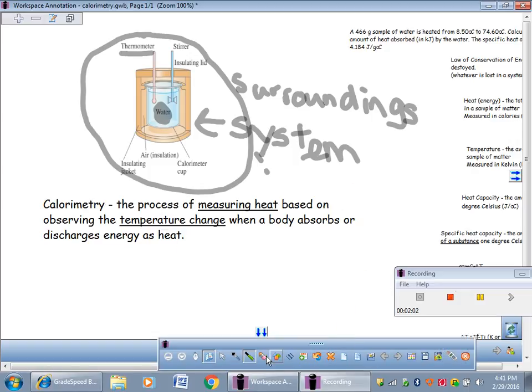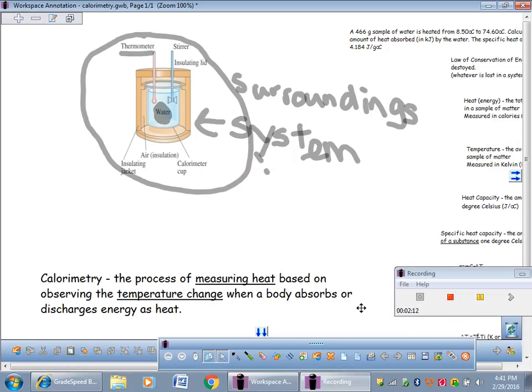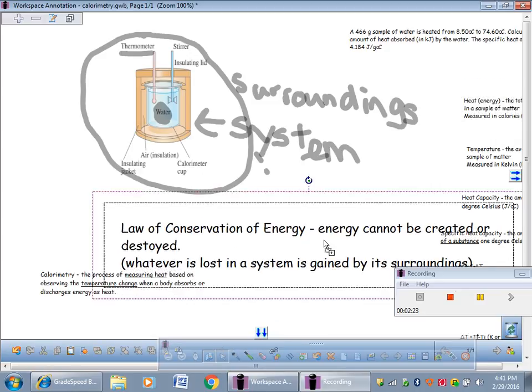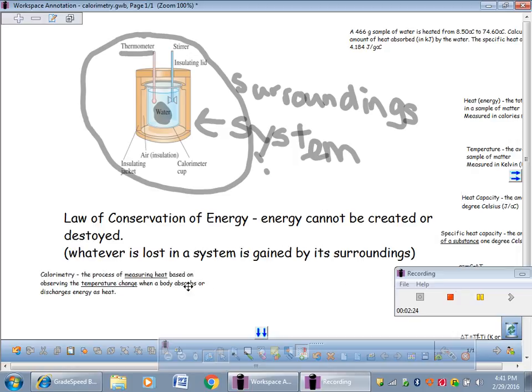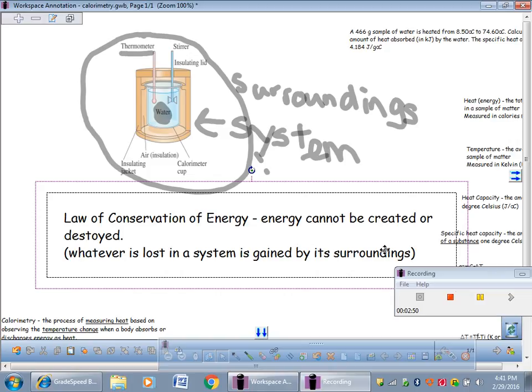So let's take a look at some more important terms. One of those terms, I'm going to take the definition of calorimetry, put that away. So we're going to take a look at the law of conservation of energy. Energy cannot be created or destroyed. Whatever is lost to the system must therefore be gained by the surroundings. So if the system is giving off heat, it is not disappearing, it is going to the surroundings. Or if the system is absorbing heat, it is not just making it on its own, it must be absorbing it from the surroundings. So that's the law of conservation of energy, and that is important.